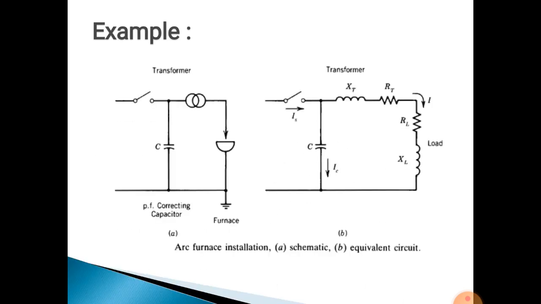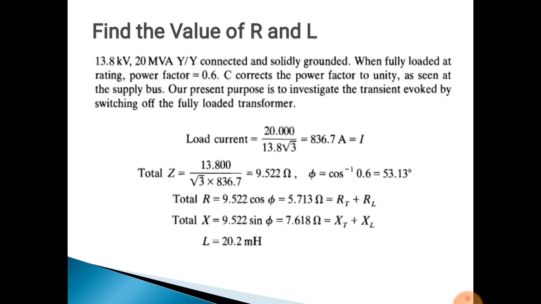Next is an example of load switching. We consider the arc furnace in industries, which operates at a low voltage and high current and is consequently fed by a step down furnace transformer. This is the equivalent circuit of the arc furnace. XT and RT are the transformer side resistance and reactance. RL and XL are the load side resistance and reactance. Next we have to find the value of resistance and inductance.